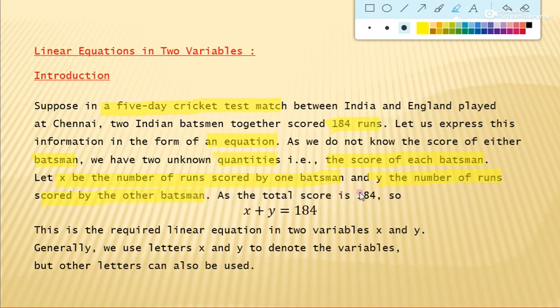As the total score is 184, therefore we can write, according to the question, the sum of both the runs is equal to 184. So how can we write? Definitely x plus y is equal to 184, and it is our linear equation in two variables. This is the required linear equation in two variables x and y. Generally we use the letters x and y to denote the variables, but other letters can also be used.